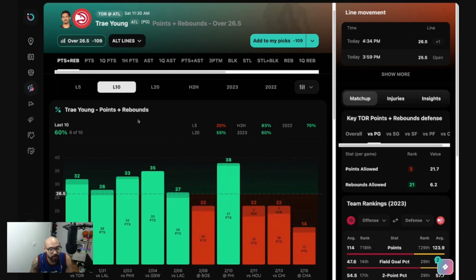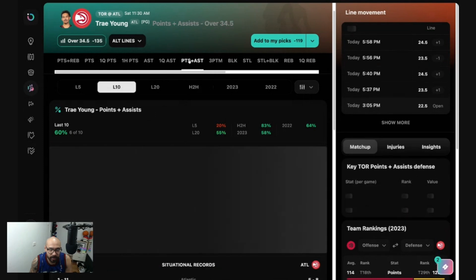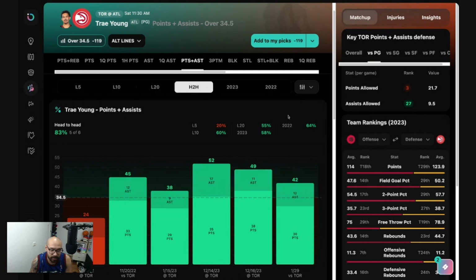So if I was going to look at Trae Young, I think I'd probably just look at his points prop. But we do like his assist prop as well. So just looking at his points and assists, let's check that out. Points and assists, he's still covered in 6 out of his last 10. So even the games where he's had massive assist numbers, his points performance was so low he still wasn't able to cover.